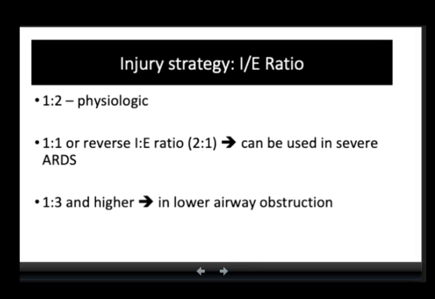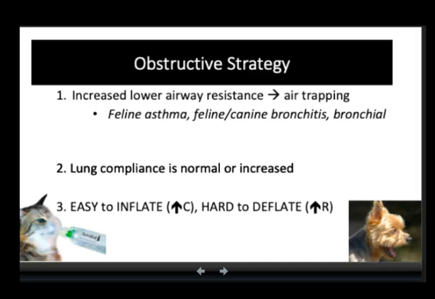Moreover, airway pressure release ventilation, one of the newer modes that is gaining popularity, is based on a very long inspiratory phase. We will talk about IE ratio more when we start discussing lower airway obstruction strategy, where the ratio of 1-to-3 and even higher can be used. All right, now we are switching gears to the obstructive strategy of mechanical ventilation.